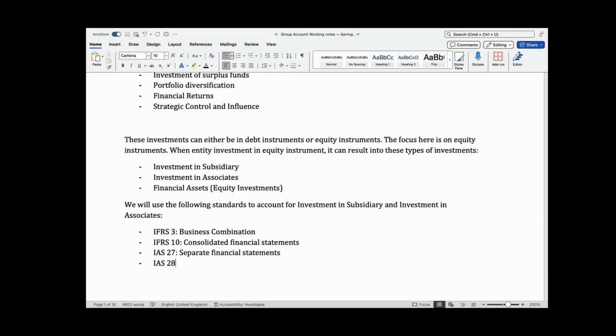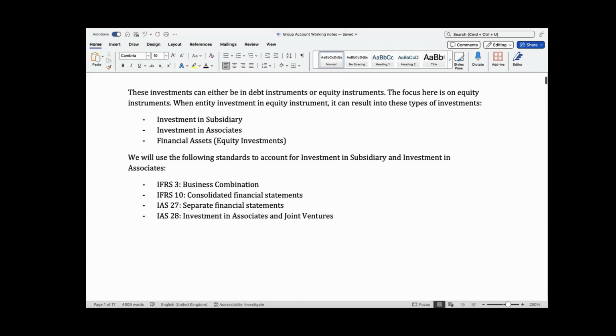Also, we're going to look at IAS 28 that deals with investment in associates and joint ventures. There are other standards like IFRS 11, joint arrangements, or IFRS 13, fair value measurement. But that basically you will not cover. So these are the 4 standards that I will be using to teach you investment in subsidiary and investment in associates.